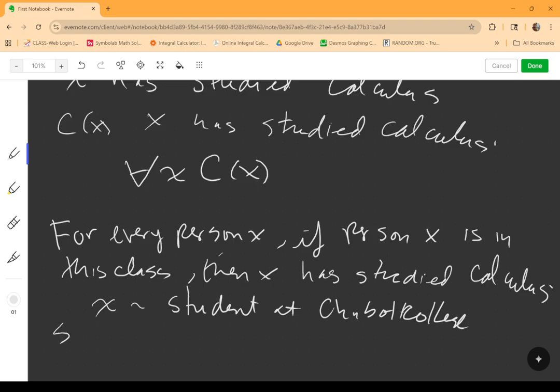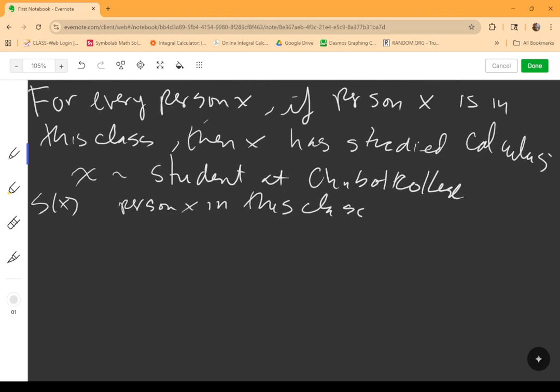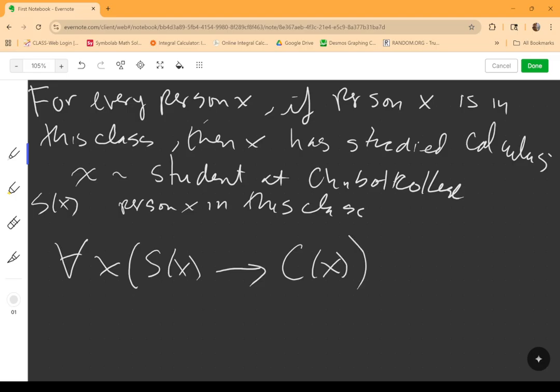And then here we'll say the statement S(x) is person x is in this class. Now we could say that for all x, S(x), person in this class, implies something. If this is true, then this implies a conclusion, which is has studied calculus. And that is how we would write something using our propositional logic here.